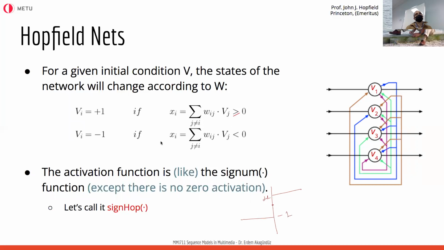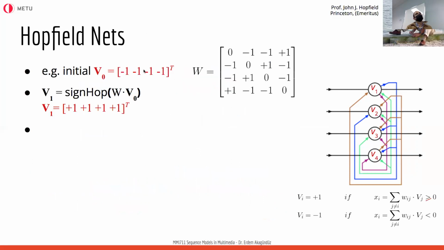So this is signHop, nothing else. This is the representation of signHop. And I'm going to start from a given value. Let's start with this initial condition: -1, -1, -1, -1. When I do the calculations, do it yourself. What I do is, I multiply this matrix with this vector, because that's what happens.